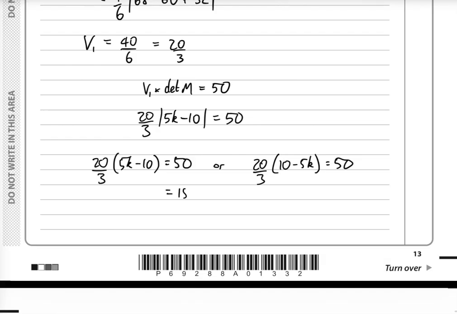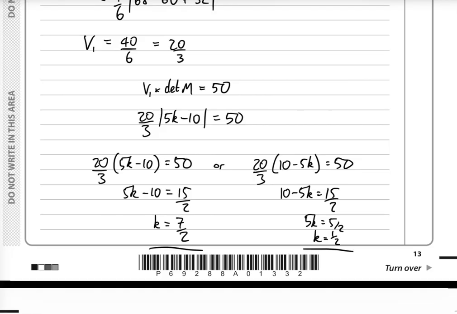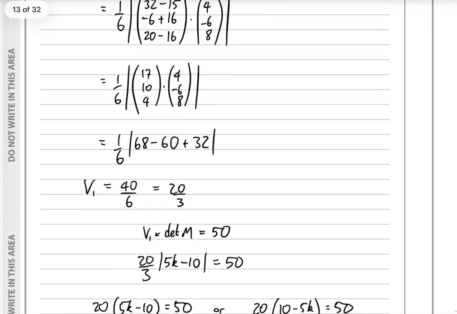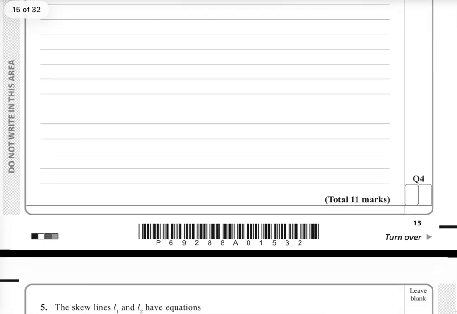That's 15 over 2, obviously for both of these. Over here, that gives us k is equal to 35 over 2 over 5 is 7 over 2. Over here, our 5k is equal to 5 over 2, so k is equal to a half. So these are our two possible answers, a half or 7 over 2. That, I think, was the end. Yep. Two values. On to question number 5.